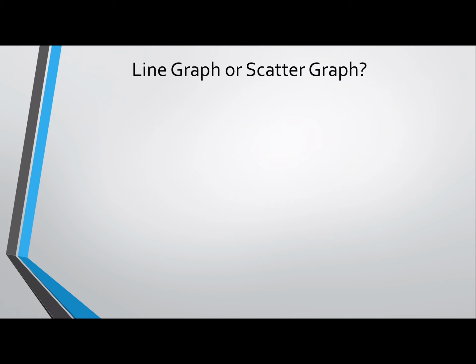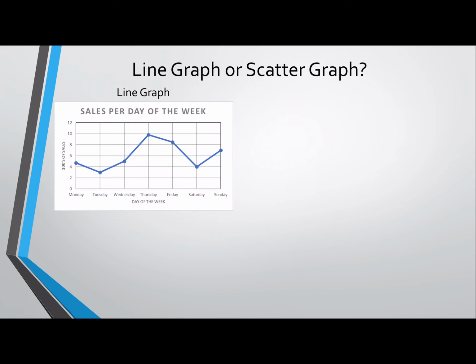So line graphs or scatter graphs, which is which? So this is a line graph. This is sales per day of the week for a shop, for example. So on the bottom we've got days of the week, and up the side we've got hundreds of sales. So the characteristics of a line graph. Each point is plotted and joined dot to dot. So you can see they're all joined one to the next one, Monday to Tuesday, Tuesday to Wednesday, Wednesday to Thursday as we go along.